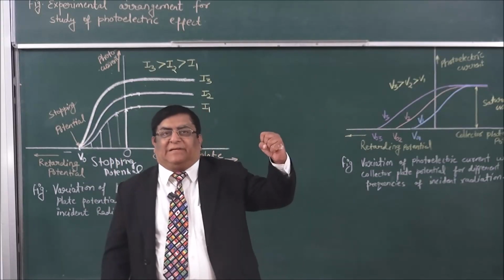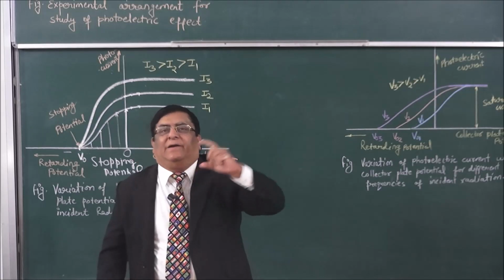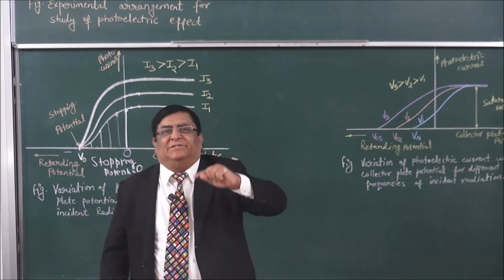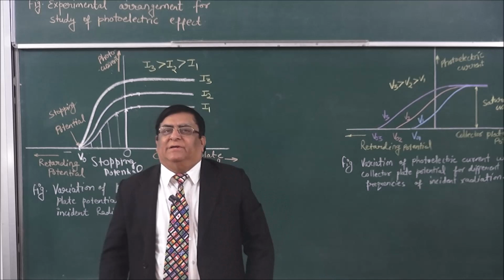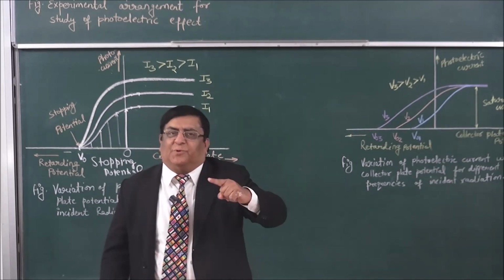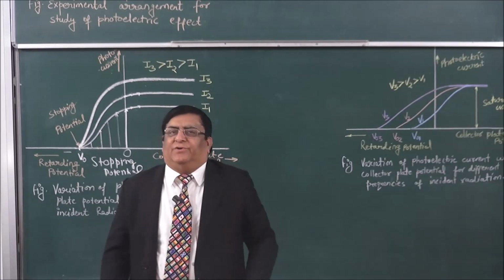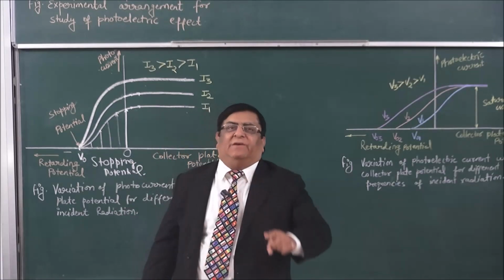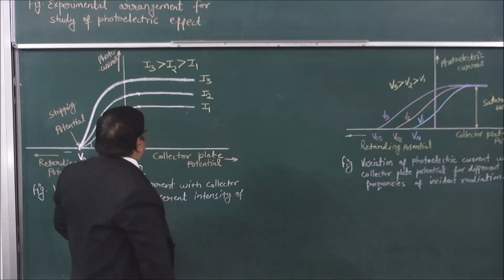When this has become V0, how much is this energy? This energy is eV0. So this depends upon what? The potential applied here. And what is potential? Potential is work done on the unit charge. Potential itself indicates the work done or energy.